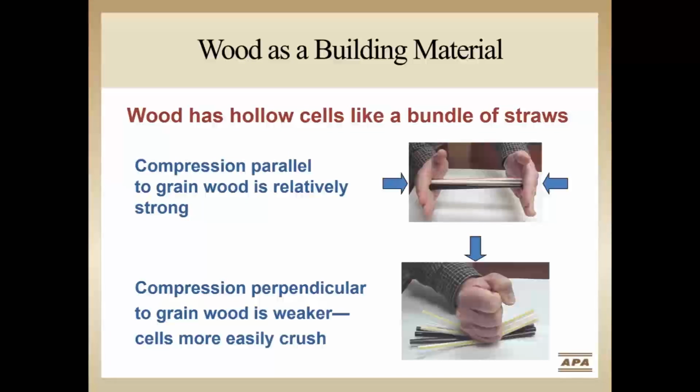grain. This illustrates the anisotropic nature of wood, different strength properties in 3 different directions: longitudinal, which is a strong direction, tangential, which is weak, and then, of course, radial, which is the weaker or weakest.